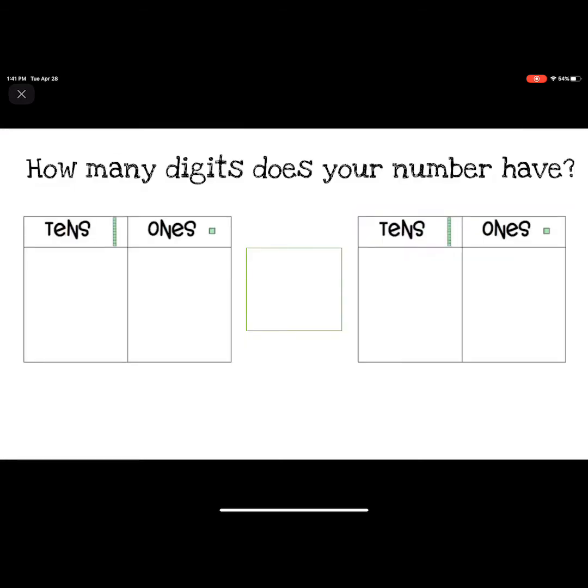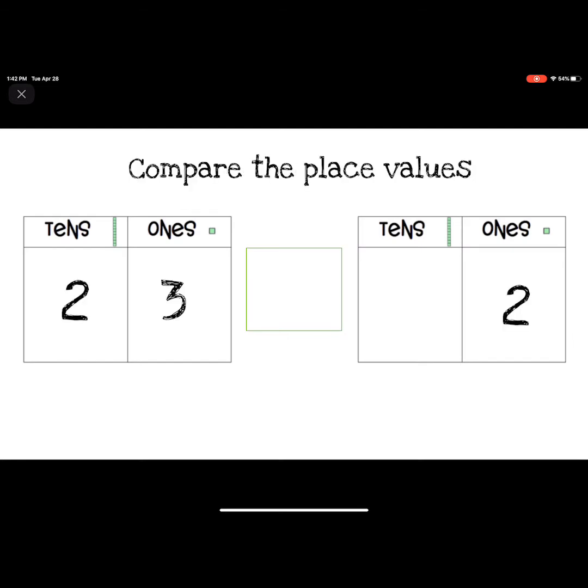So one of the first things you want to ask yourself when you're comparing two numbers is, how many digits does my number have? So if you're comparing a 2-digit number to a 1-digit number, you can already know that the 2-digit number is going to be larger because it has 2 places instead of 1. If you're comparing two 2-digit numbers, you're going to have to dig a little bit deeper to figure out which one is larger or smaller. So let's compare the place values first. We want to look at the place on the very left first.